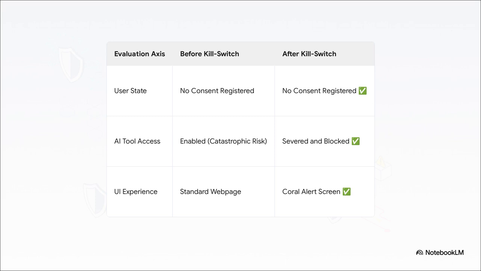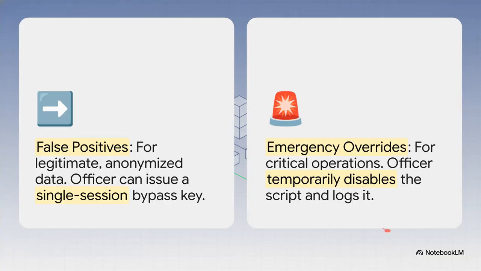Before, a user without consent had full access, a catastrophic risk. After, that access is severed and blocked. This table is the exact document you would show a regulator to prove your safeguard is active and doing its job. Now, in the real world, you're going to run into edge cases.